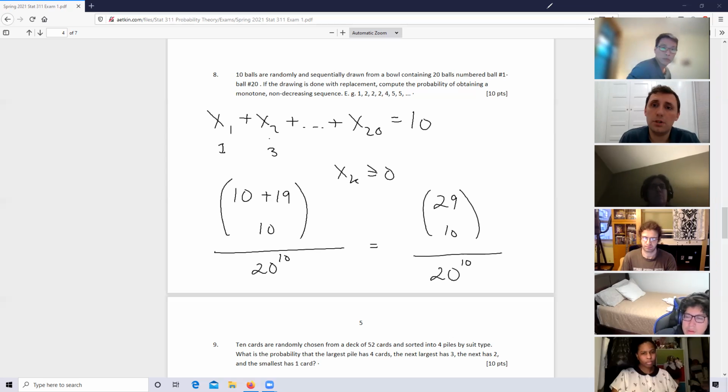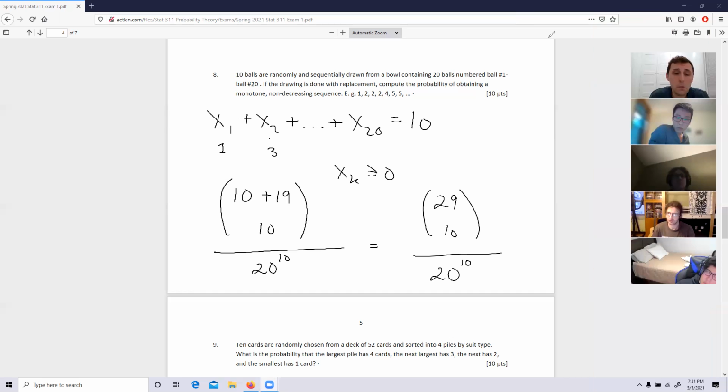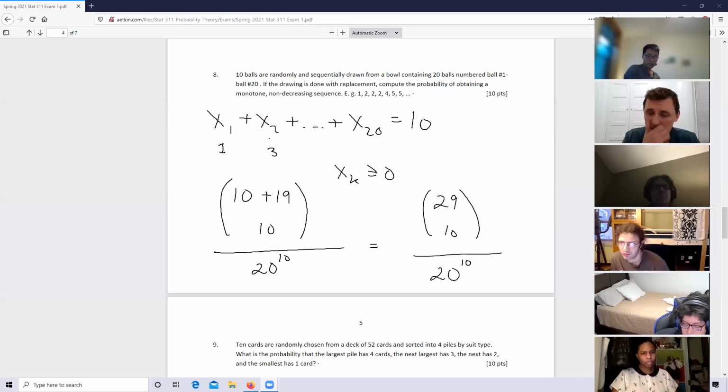Do you want to see another procedure? I solved it 2 ways. Well, 29 choose 10 is what I did, right? So you did it the same way. 29 choose 9, you mean? Why choose 9? All right, so here are the items, and then I have to partition 10 items into 20 parts, so I have to have 19 partitions. You understood this one, yes?